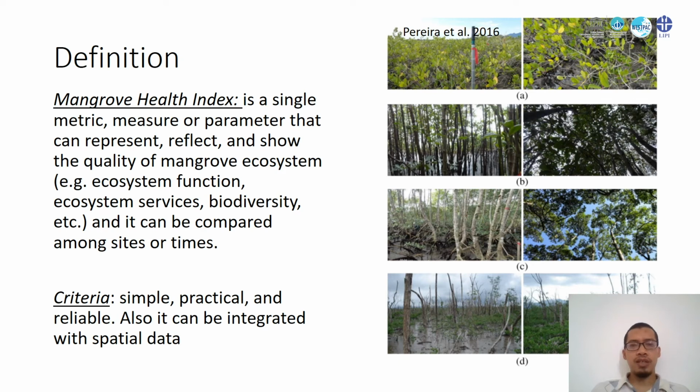So when we formulate Mangrove Health Index, we think the index should be simple and practical, but still reliable. And also it can be integrated with spatial data, so we could have a map of Mangrove Health Index. Then we can have the extent or the quantity of mangrove, and the quality of mangrove ecosystems.